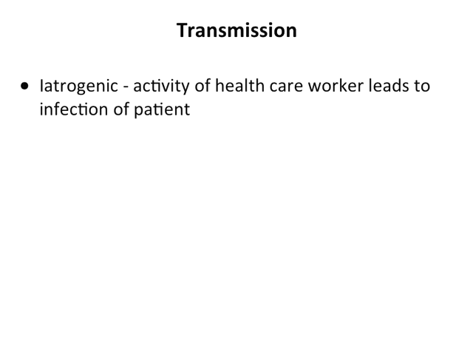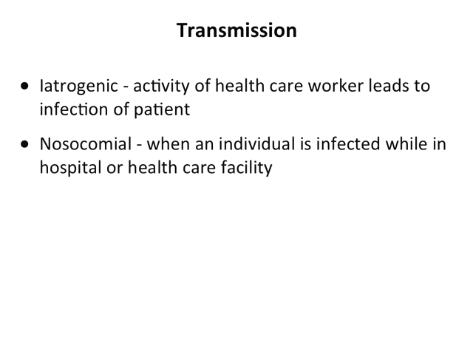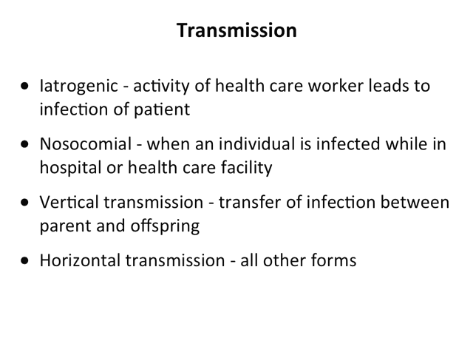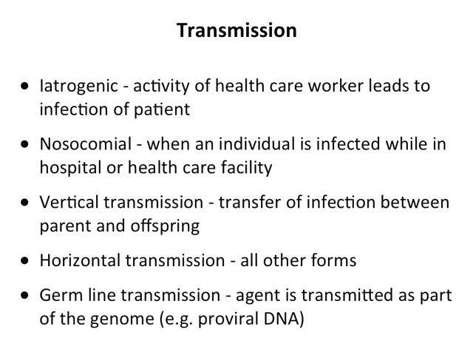And we also have some interesting terms when we talk about transmission of virus infections, actually all infections. Iatrogenic is where the activity of a healthcare worker leads to infection of the patient. And included in that is nosocomial infection, where an individual is infected when in a hospital or a healthcare facility. Vertical transmission is from parent to offspring. So the transmission of viruses from mother to offspring via the germline is included in that. And all other forms are horizontal transmission. So if you are bitten by a mosquito or you pick up virus from a doorknob, this is horizontal transmission. Vertical is from parent to offspring, and finally, as part of the germline, such as proviral DNA.